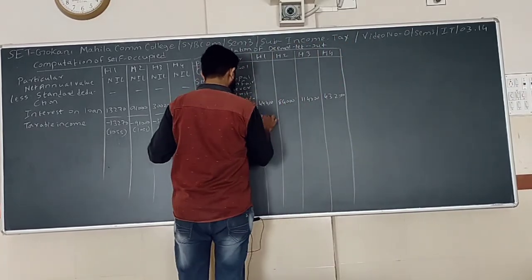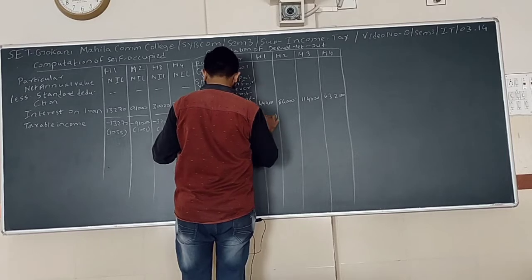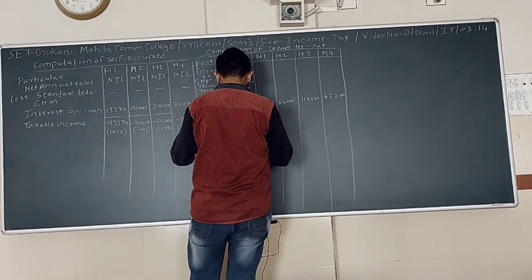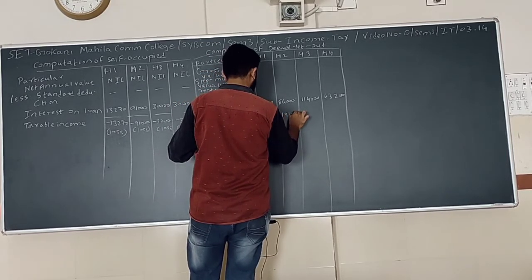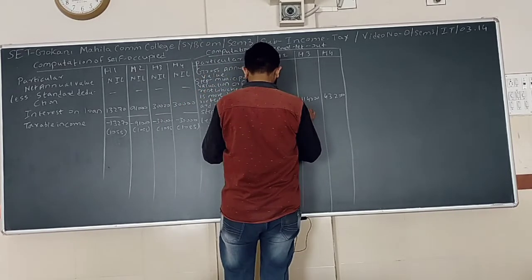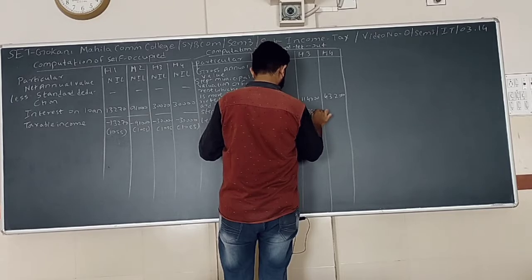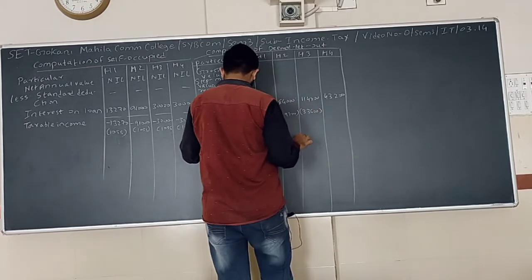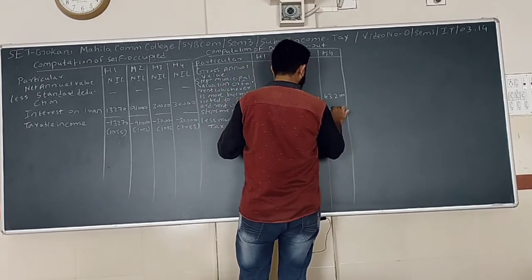So here 3,600. The second one is 19,200. The third one is 33,600. And the fourth one is 14,400.